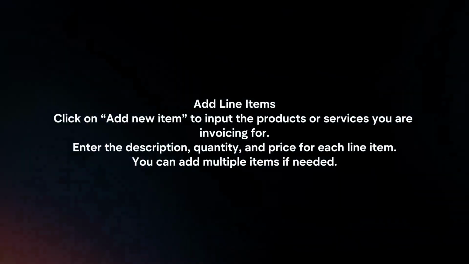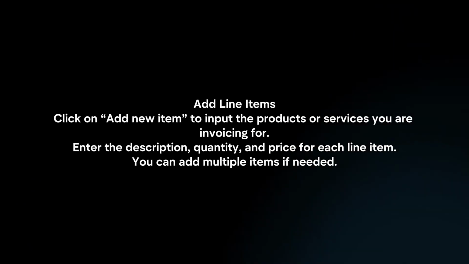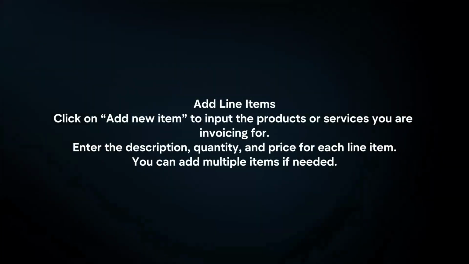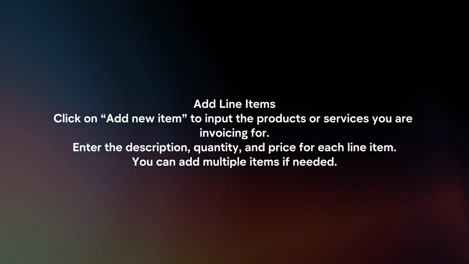Add line items. Click on Add New Item to input the products or services you are invoicing for. Enter the description, quantity, and price for each line item. You can add multiple items if needed.